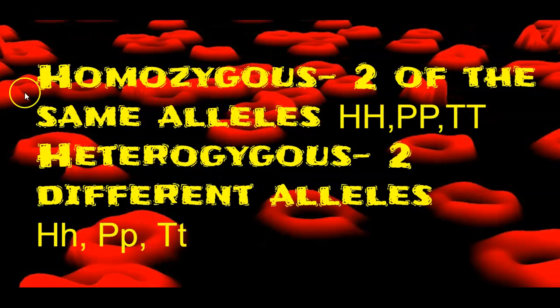So homozygous, 2 of the same alleles, right? And here's your examples: big H, big P, big T, big T. Heterozygous is 2 different alleles. It's when you have a capital and a lowercase: big H, little p, or big T and little t. So to talk about heterozygous, homozygous, you're talking about the genotype. You talk about the alleles that you have.